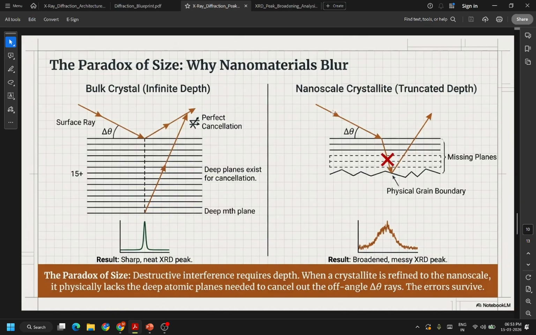So what happens is, in a bulk crystal there is very large depth. So we have those deep planes that exist for cancellation. So that is why the off angle rays will be cancelled out. So we will just have a very sharp, very neat X-ray peak.